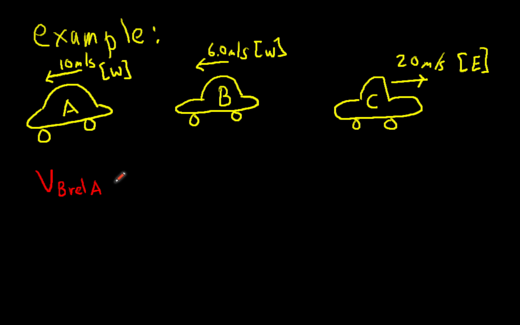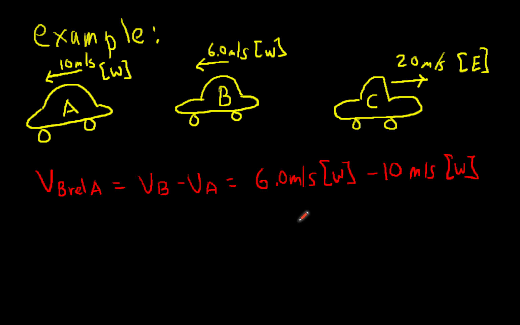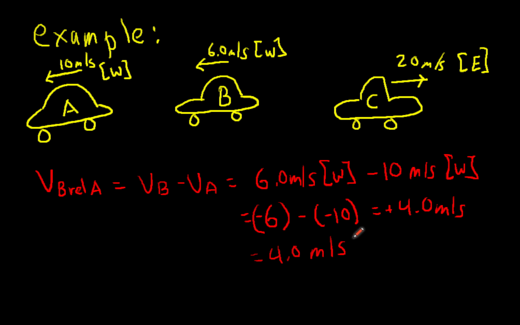The velocity of B relative to A, so the velocity of B from the point of view of the driver in A, is VB minus VA, which is 6 meters per second west, minus 10 meters per second, also to the west. Change the wests into negatives, becomes negative 6 minus negative 10, which is positive 4 meters per second. As A looks out its window to the back, B seems to be getting away from it towards the east at 4 meters per second.